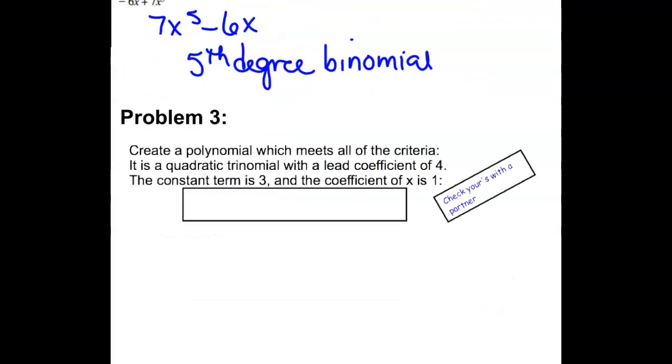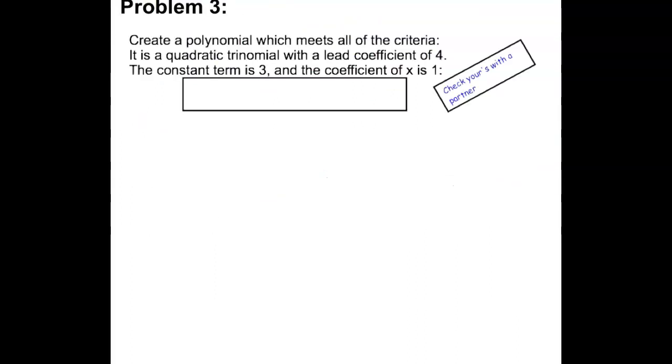All right. I'm going to read this and I'm going to pause the recording and give you some time to do this. It says, create a polynomial which meets all of the criteria. It is a quadratic trinomial with a lead coefficient of 4. We haven't talked about that term this year. Lead coefficient means what? Let's break it down. What does coefficient mean?